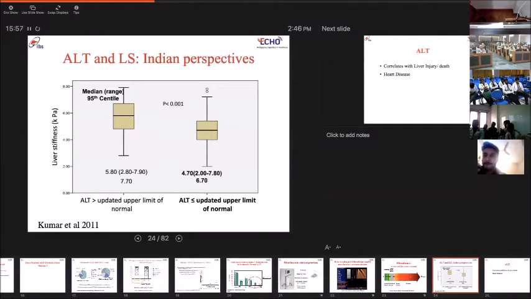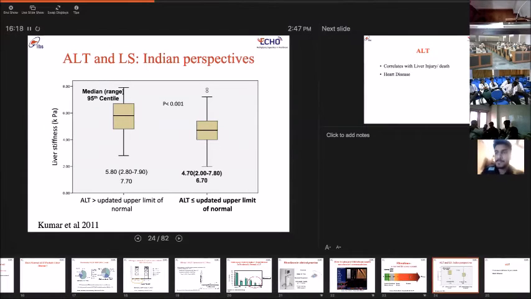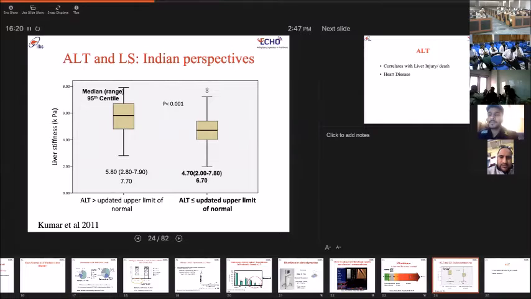So basically, this shows the gradient of the ALT value and the liver stiffness perspective. As there is an elevation of the ALT, there is an increase in the liver stiffness, which is noted. With a lower mean liver stiffness measurement, LSM of around 3 to 4, at the mean of 4.7, the ALT is less than the upper limit of the normal. However, with the elevation of the ALT, there can be an increase in the liver stiffness.